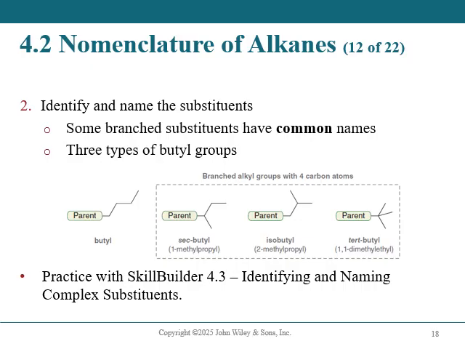Some branch substituents have common names, like the 3 types of butyl groups. Butyl is just 4 carbon atoms, but depending on how it's branched, it will be sec-butyl, isobutyl, or tert-butyl. They all have different properties, so we have to be careful to name them depending on how branched they are. By properties, I mean different melting points, boiling points, densities, polarities, etc. So we have to be very careful and accurate when describing these.